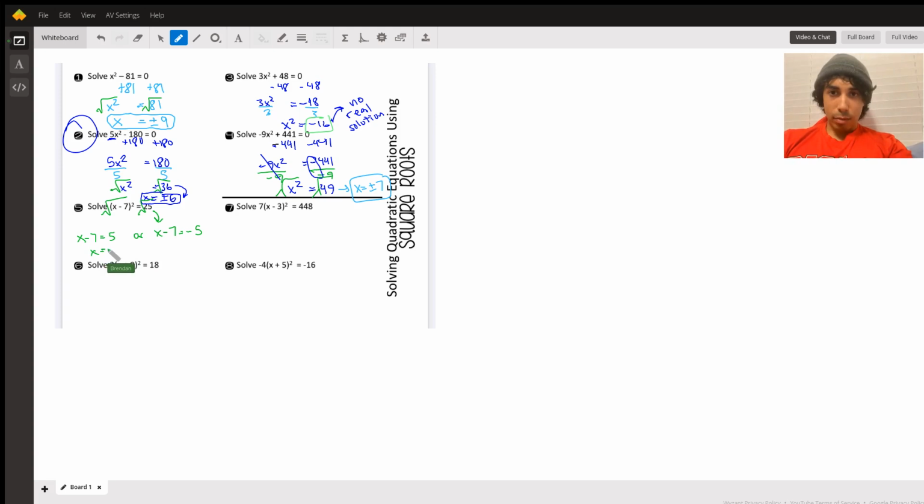So add 7 on both sides, you'll get x equals 12. And then on this one, we can add 7 on both sides, and you'll get x equals 2. So those are your 2 solutions right here. All right, let's keep going.